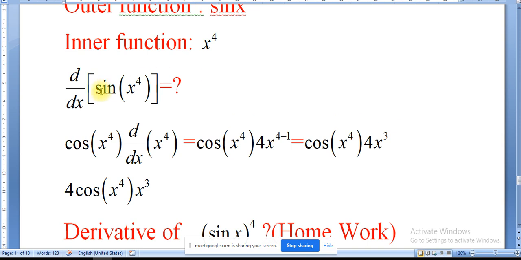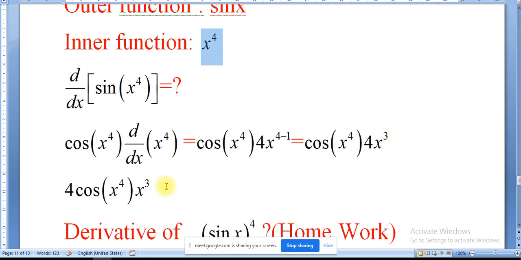first we will find out the derivative of the outer function. Now sine being the outer function, what is the derivative of sine? It is cos. So we will write cos x raised to 4, and now the derivative of the inner function has to be multiplied with it. So d by dx of x raised to 4, we will multiply that way. It is equal to cos of x raised to 4, and what is the derivative of x raised to 4? It is 4x raised to 4 minus 1, which is equal to 4x cube, and so on.